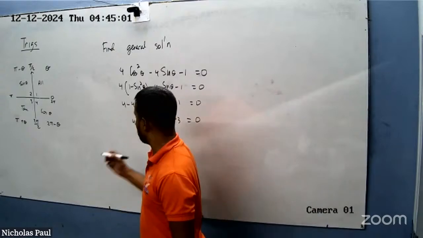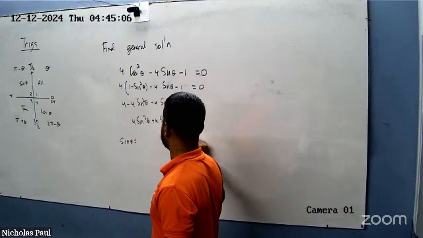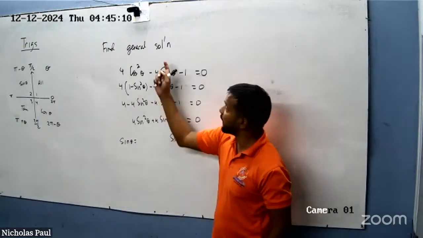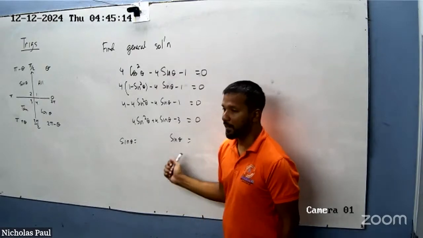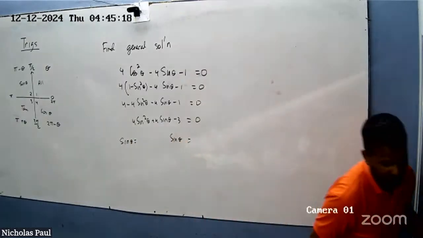Right, and you will get two values, sine theta here and sine theta here. When you reach here, do not solve it. Give me the general solution. Solve it fast.